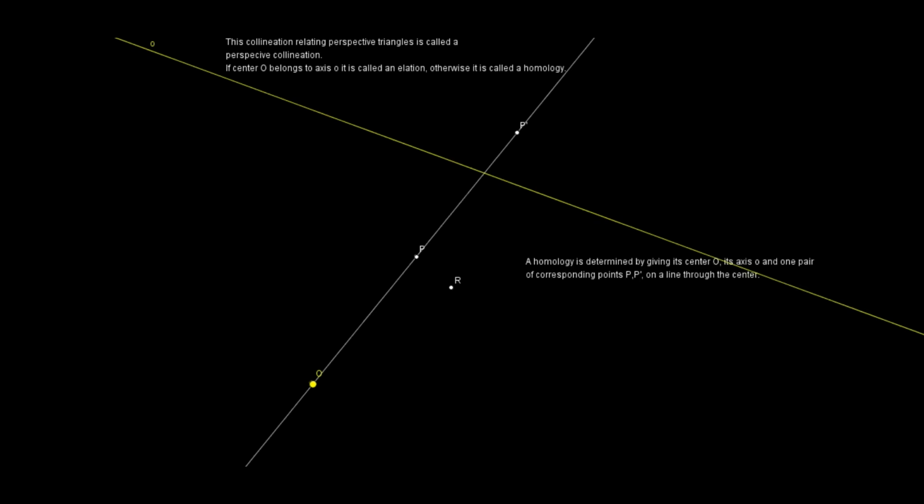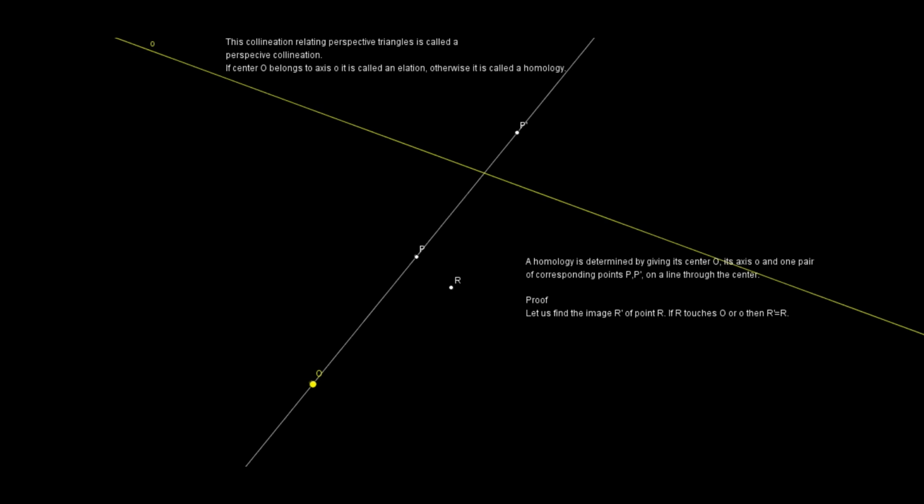Okay, so how do we actually figure out what the image of a point, let's say R, is under a given homology? Well, it turns out that all we need to know is the centre of the homology, capital O, that's this yellow point here, the axis of the homology, little o, that's this yellow line, and one pair of corresponding points, P and P dash, that lie upon a line which goes through the centre. So given all this information, we can determine what happens to this point R. So in particular then, what we want to do is find the image R' of a generic point R. So how do we do it?